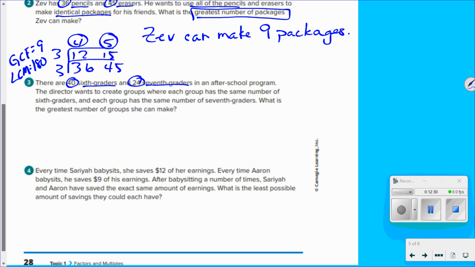The director wants to create groups where each group has the same number of 6th graders and each group has the same number of 7th graders. What is the greatest number of groups she can make? So again, our numbers are 40 and 24.